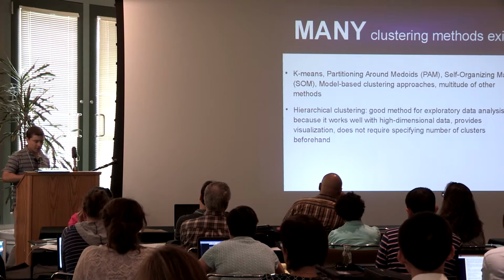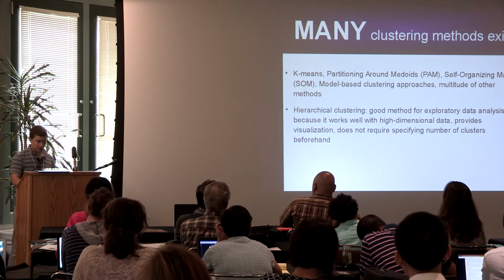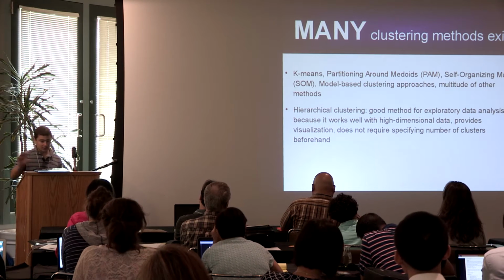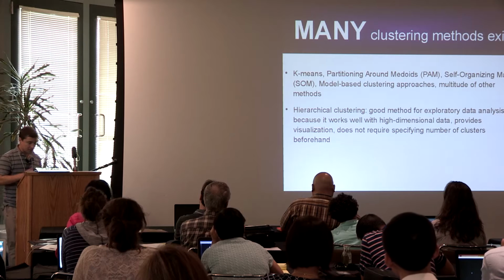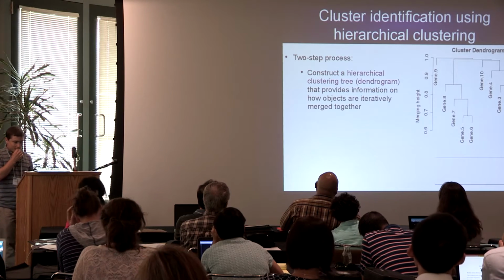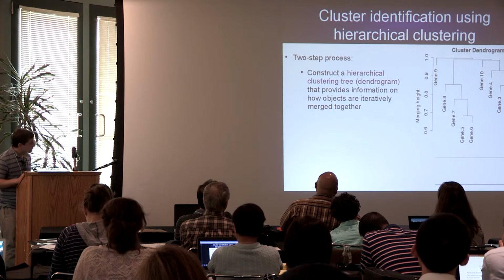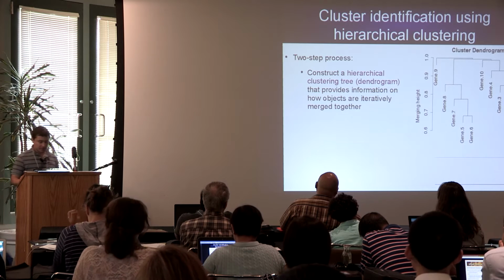In particular, it doesn't require you to specify the number of clusters, which a lot of these other methods do. So you have to specify that there are 10 clusters for k-means, for example, but not for hierarchical clustering. How does one use hierarchical clustering for cluster identification? It's really a two-step process.